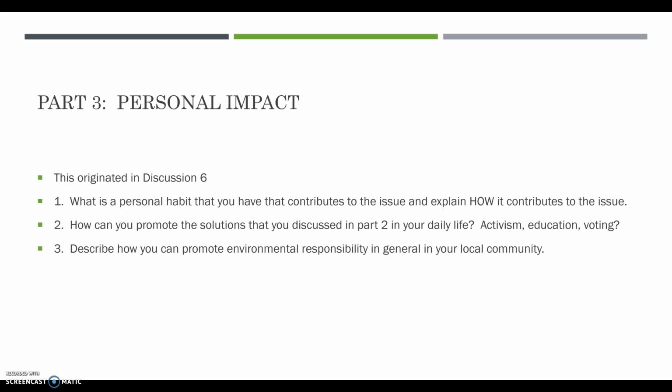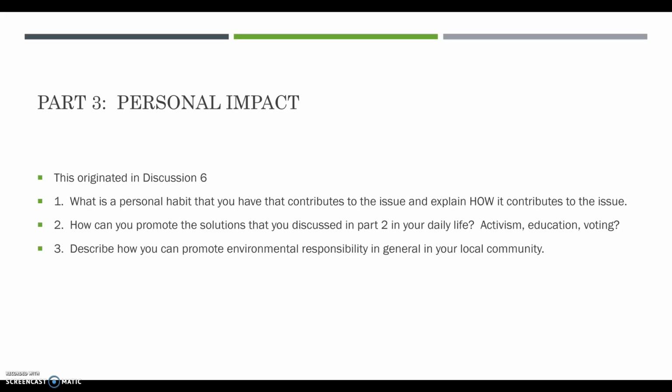Make sure that whatever habit you choose is something that actually aligns with the issue that you chose. So you should not be talking about climate change if your issue was about water pollution. You shouldn't be talking about deforestation if your issue was about microplastics. So make sure they align.